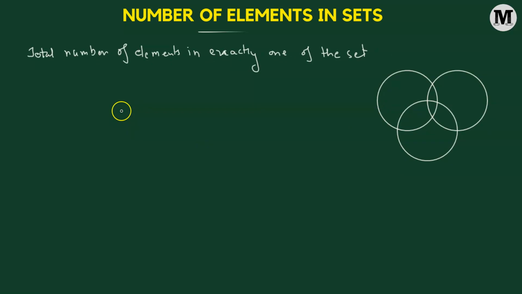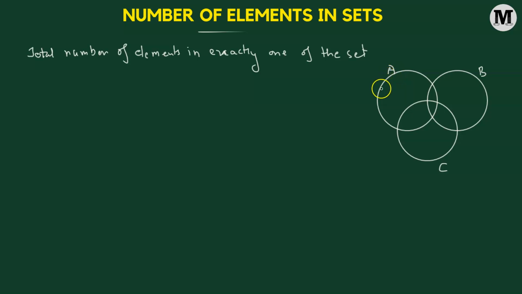So what if we want to calculate the total number of elements present in exactly only one of the sets at a time for 3 sets A, B and C? So here we again have 3 sets A, B and C overlapping with each other. So we only want to calculate exactly in one of the sets.